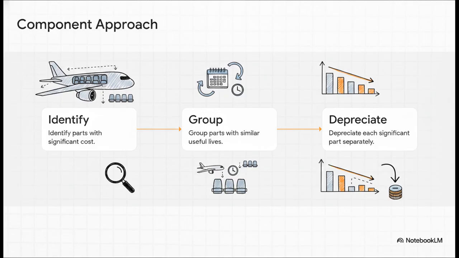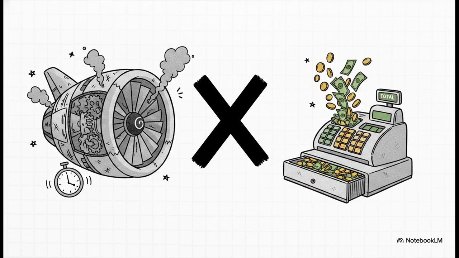The main airframe might last 20 years, right? But those massive jet engines, they might wear out and need replacing every 5 years. The interior seats? Maybe every 3 years. The component approach makes sure the financial statements actually reflect the true physical consumption of each distinct piece of the asset. Oh, and this is absolutely crucial.